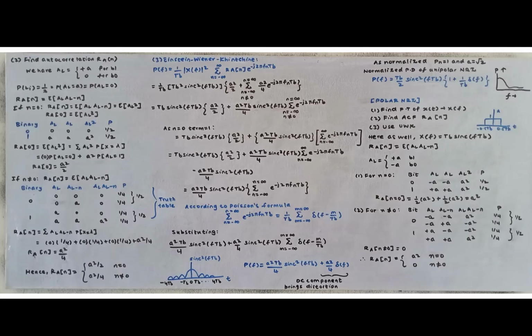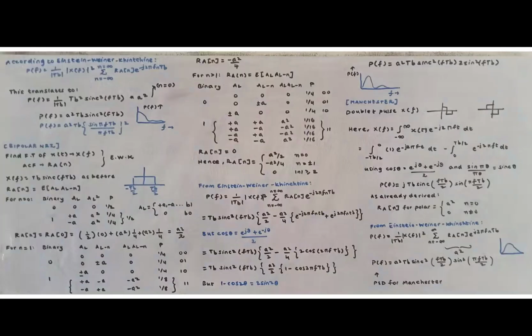Then for n not equal to 0, you get 0. So your RA value is A square where n equals 0, and 0 where n is not equal to 0. So that is a difference. And then again you use EWK, and this translates eventually to A square TB sinc square of FTB, and that's the graph that you get.